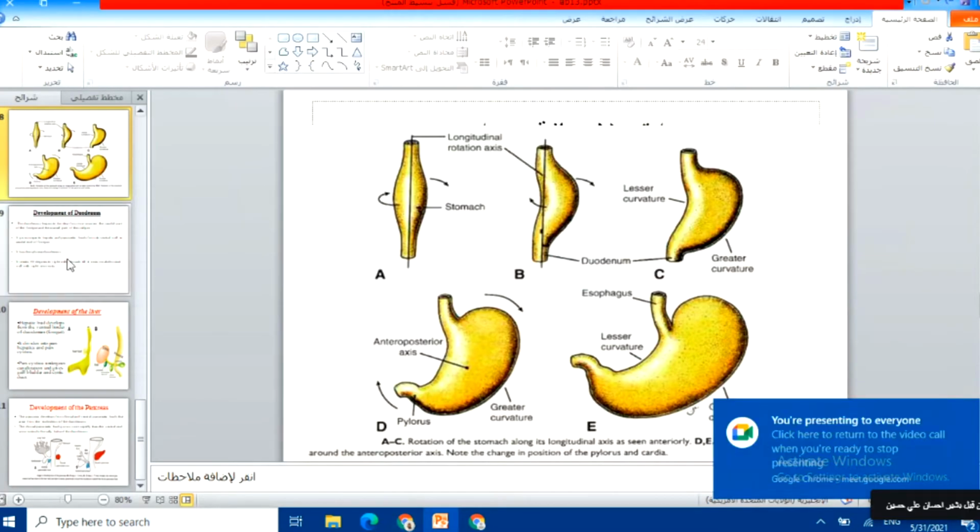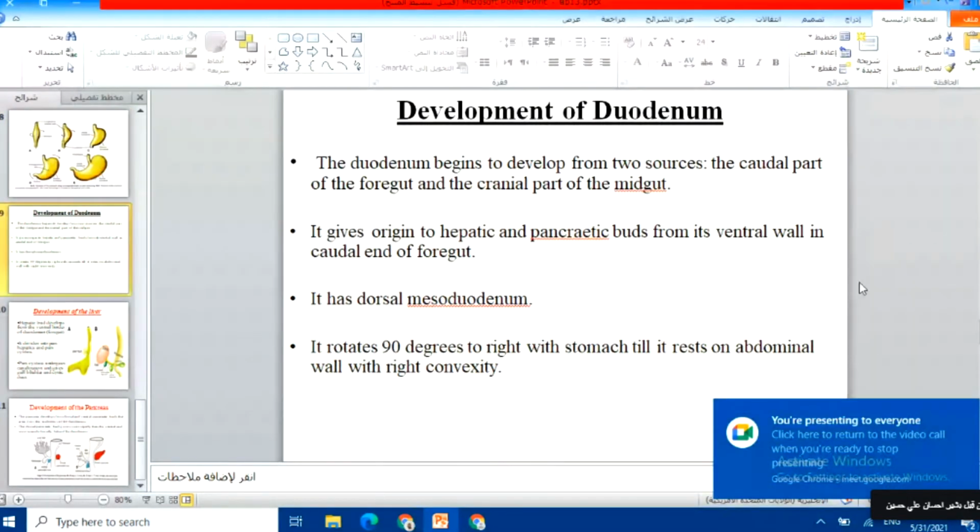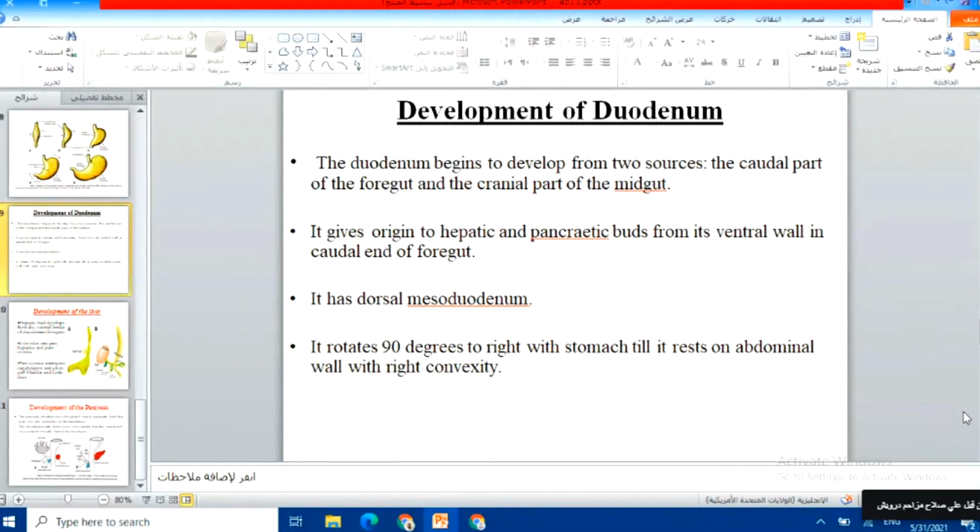Okay, so the development of the duodenum. I wanted you to know some points for it. You don't need to memorize it, just know the important points. The jejunum will develop from two sources. It will develop from two sources: one is the foregut and the second is the midgut.